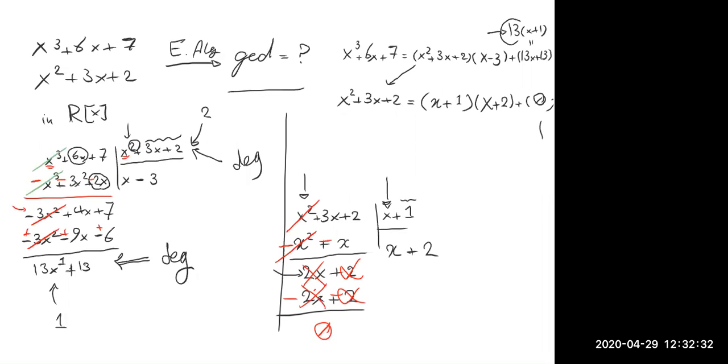Now I got to 0. Again, whenever we get to 0, the remainder in the previous stage is going to be the answer, which I can say 13x plus 13, or again, because 13 is invertible, I can just say x plus 1. So the greatest common divisor is x plus 1. Any question?